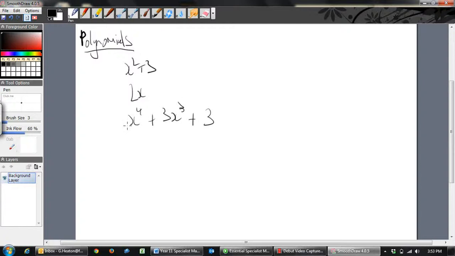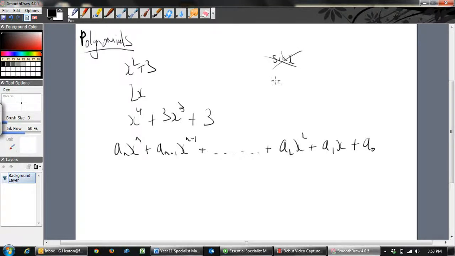They're all polynomials, and what they are is just anything which is in the form a_n x to the n plus a_(n-1) x to the n minus 1, plus so on, plus a_2 x squared plus a_1 x plus a_0. So basically it's just anything that looks like this, with powers of x. Just to give you some examples of things that are not polynomials, sine x is not a polynomial.